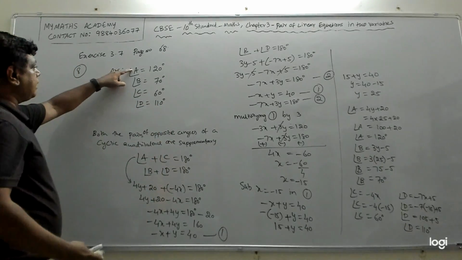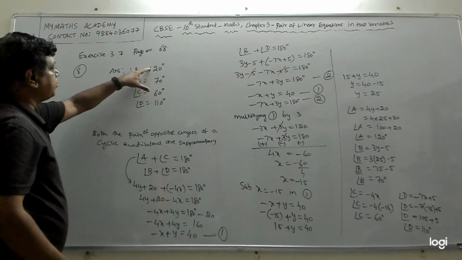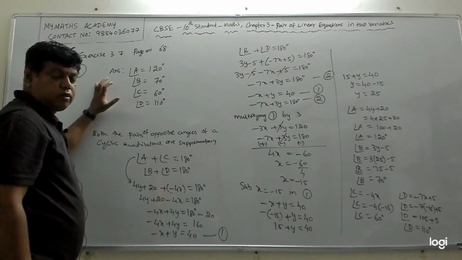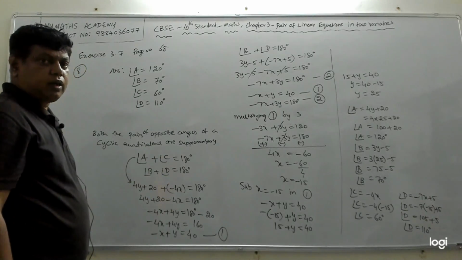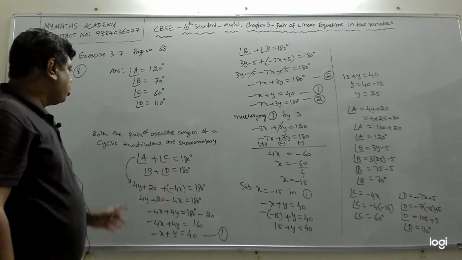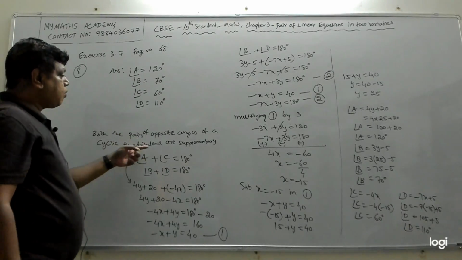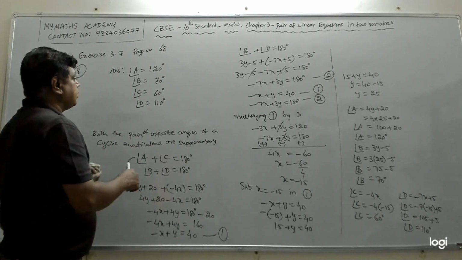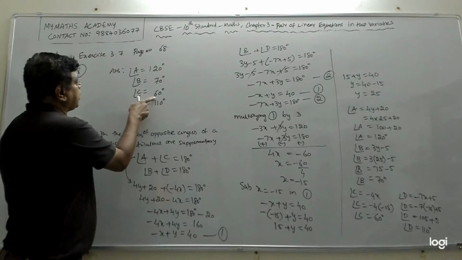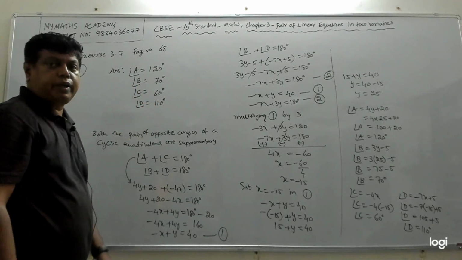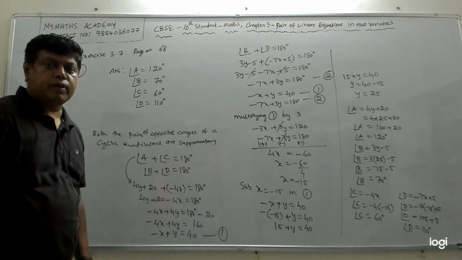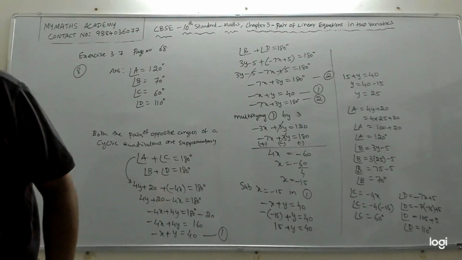Even if you add angle A plus angle C, you will get 180, because the sum of the opposite angles of the cyclic quadrilateral is 180, or both the pairs of opposite angles of the cyclic quadrilaterals are supplementary, right? Which means A plus C we are getting 180, even B plus D is also 70 plus 110, 180. Fine. So we will stop here.